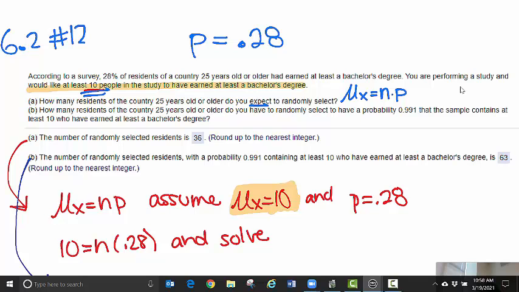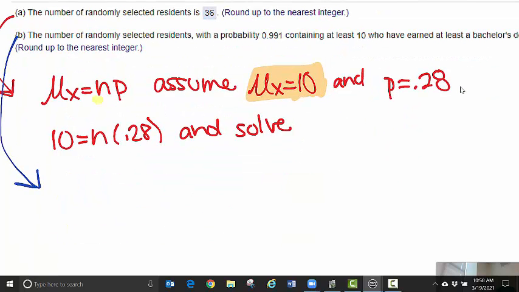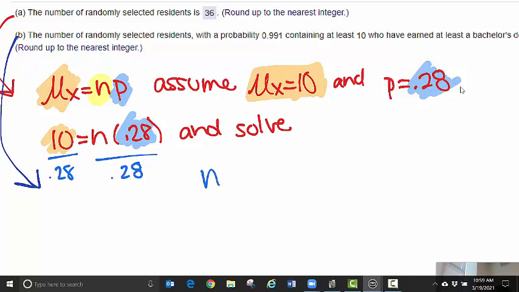But if you assume that, you now have enough to solve it, because what they're saying is, how many people do you need if the average is 10 and the chance of success is 0.28? And then you could just solve for n. So in this case, divide both sides by 0.28, and you would need at least 28 people. So that's how you do A.